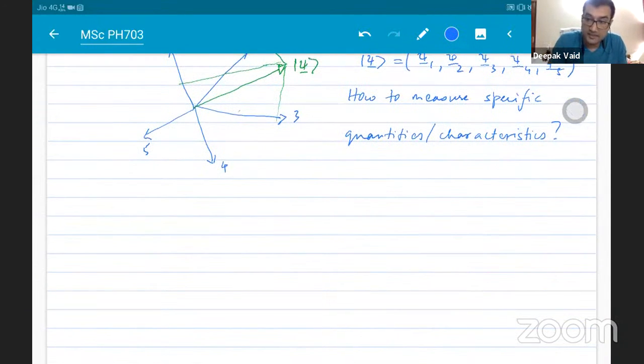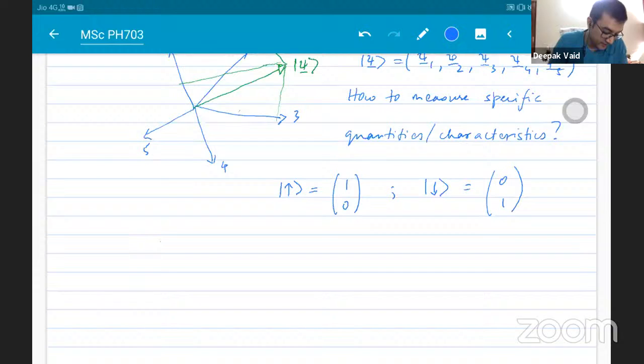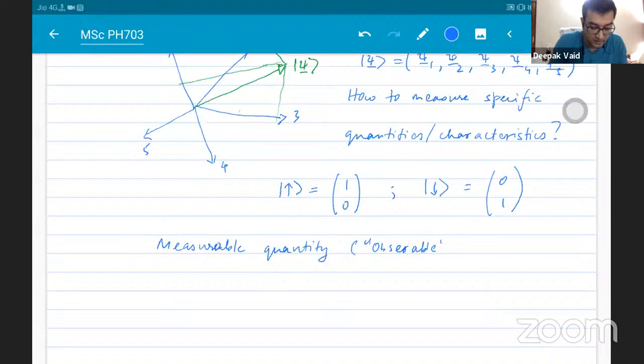So as an example, we'll again look at our Hilbert space for a spin 1/2 particle. Okay, and we will ask the question, what is it that we can measure? So in this case, there is really only one thing that we can measure, right? The only measurable quantity, also known as an observable, something that you can observe, is what? It's the angular momentum.